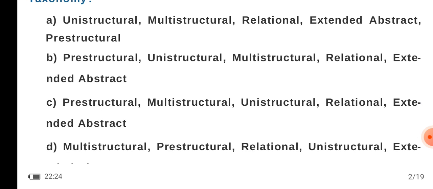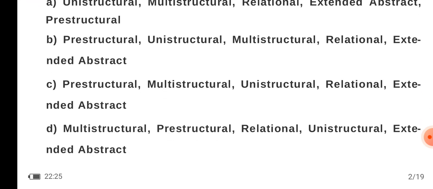Letter D, multi-structural, pre-structural, relational, unstructural, extended abstract. The correct answer for number 2 is letter B, pre-structural, unstructural, multi-structural, relational, extended abstract.